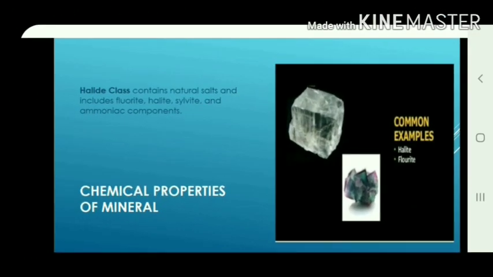So we have the halide class. The halide class contains natural salts and includes fluorite, halite, sulfite, and ammonia components. The halide class includes commercially significant minerals. Natural cryolite was historically required for the production of aluminum. However, currently most cryolite used is produced synthetically. Many of the halide minerals occur in marine evaporite deposits.